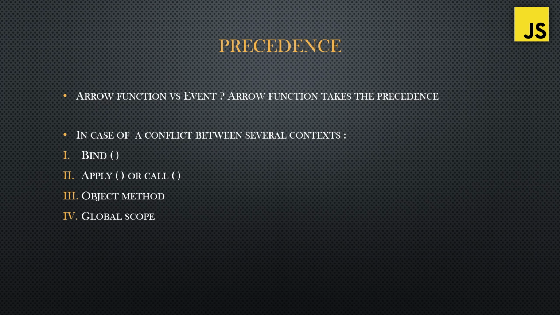If you have several contexts of defining this in your code, there are rules of precedence set by JavaScript. So if you have an event in an arrow function, the arrow function will take the precedence. It means that this will be defined in the lexical context. And in case of a conflict between several contexts, bind will take the priority, then apply or call, then the object method, and then finally the global scope.